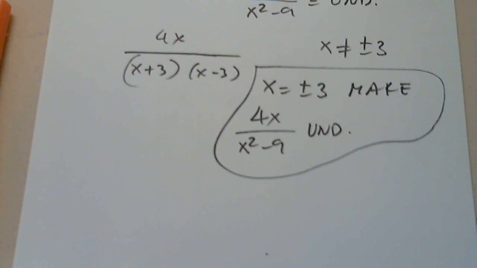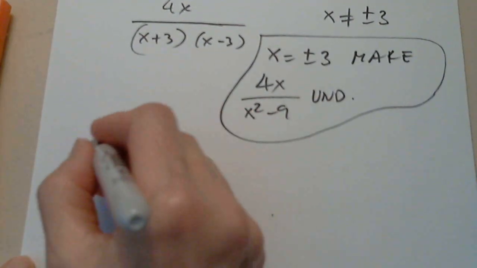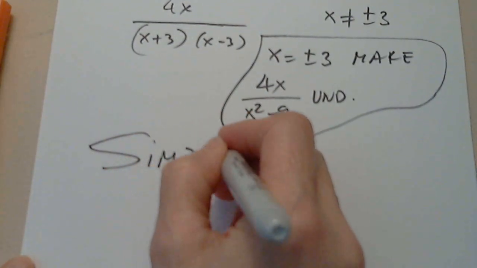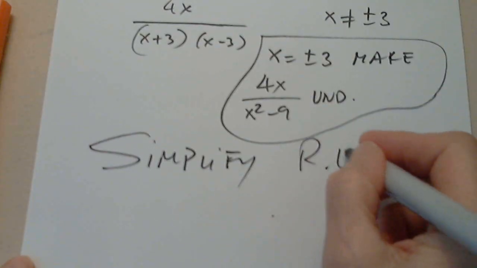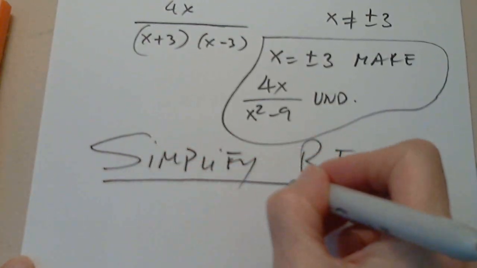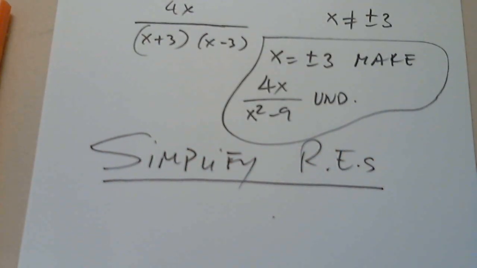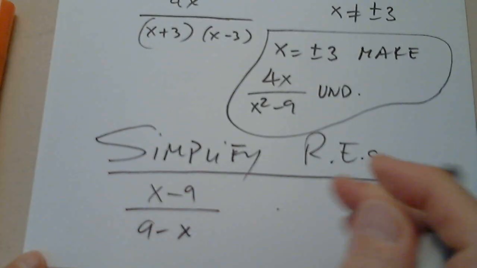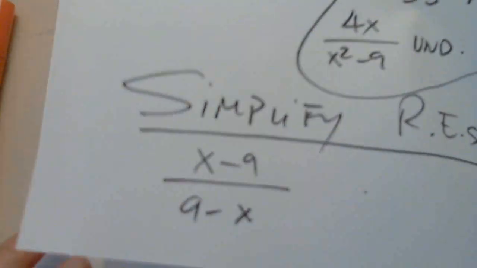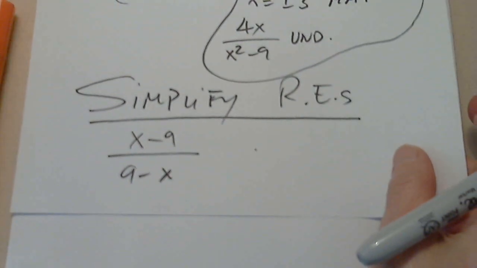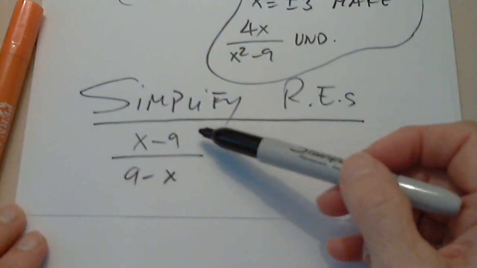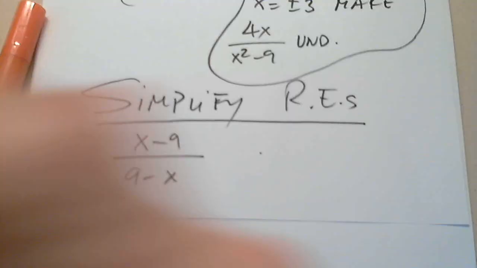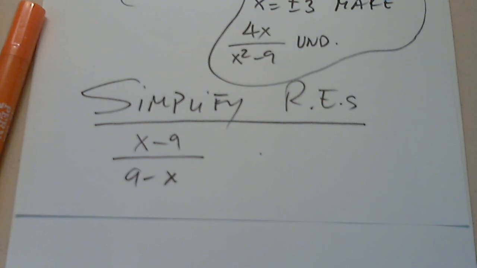Okay, I think we got the idea. Now I would like to continue: simplify rational expressions. So let's start. Here's the first one: x minus 9 over 9 minus x. You can say, oh, simplify 9 with 9, x with x. Is that allowed?